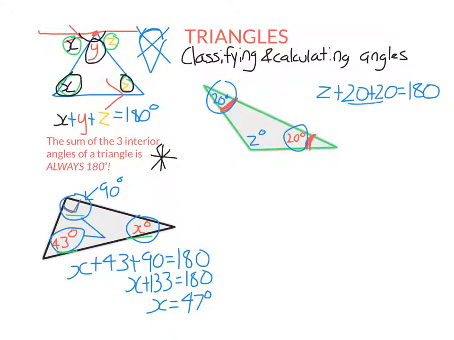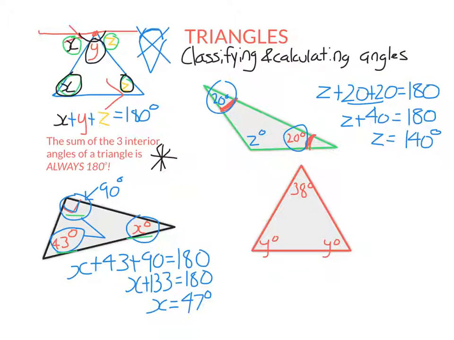So of course 20 plus 20 is just 40. So we're saying how much more do we need to go from 40 to 180? And you can just do Z equals 180 minus 40, which is 140 degrees. And we're done. Let's look at an example now that's slightly harder.